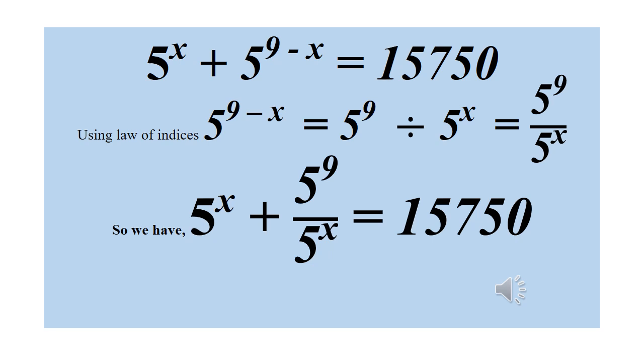And if 5 raised to power 9 minus x equals 5 raised to power 9 divided by 5 raised to power x, the division there can be changed to over. So we now have 5 raised to power 9 over 5 raised to power x. If you plug that in now, instead of 5 raised to power 9 minus x, we have 5 raised to power x plus 5 raised to power 9 over 5 raised to power x equals 15,750.